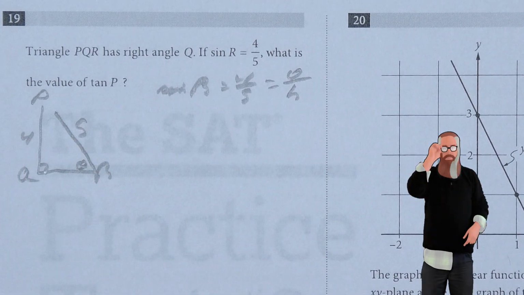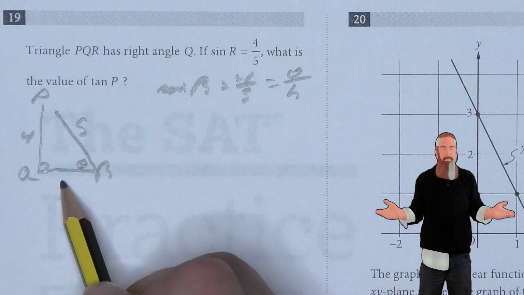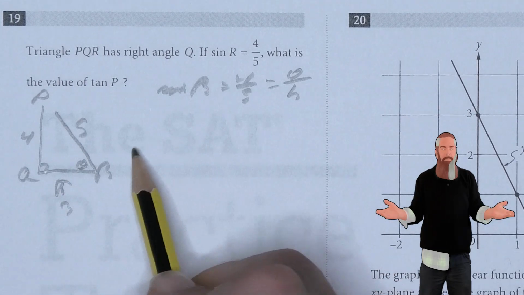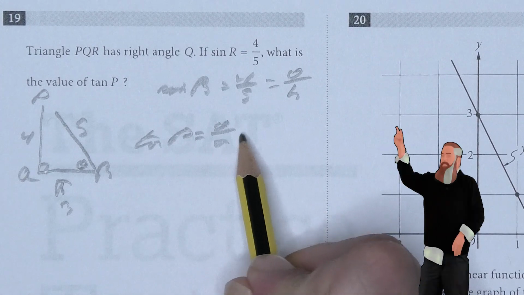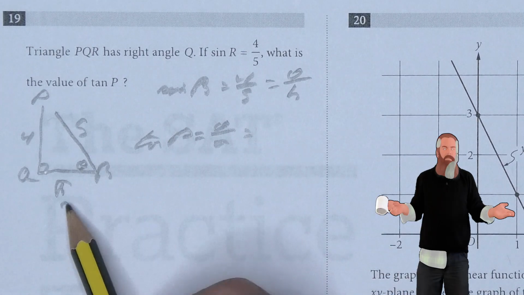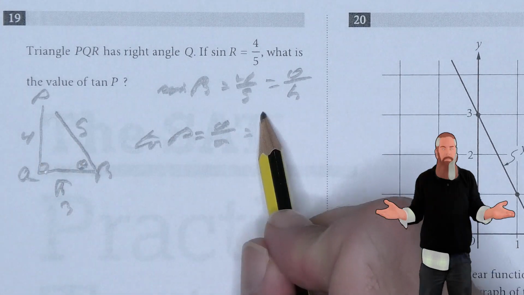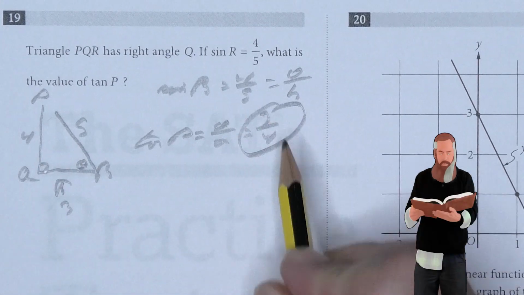This looks like a 3, 4, 5 triangle, which means that this side right here is 3. So the tangent of P would be equal to the opposite over the adjacent, meaning the opposite being 3, adjacent being 4. 3 over 4 is our answer.